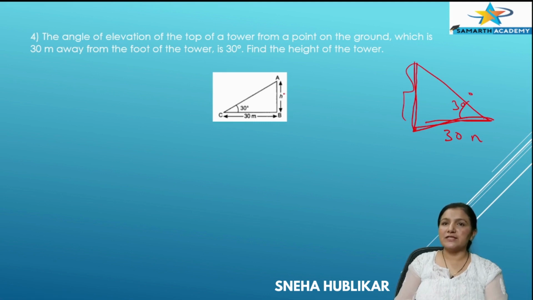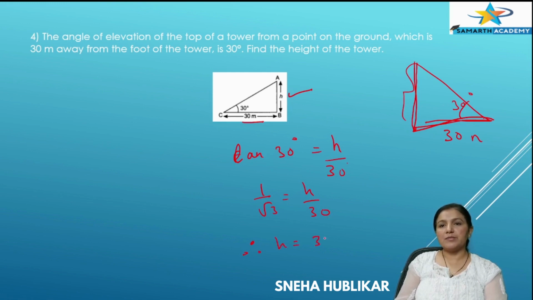What is asked? Height of the tower is asked, which is opposite side. What is given? Adjacent side is given. So tan 30 is equal to opposite by adjacent side. Value of tan 30 is 1 by root 3 is equal to h by 30. Therefore, h is equal to 30 by root 3. Again, the denominator has irrational number, so rationalize. 30 root 3 by 3. On cancellation, you will get the height of the tower is 10 root 3 meters.